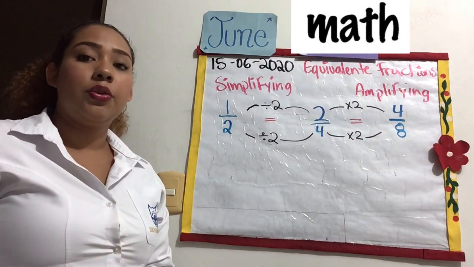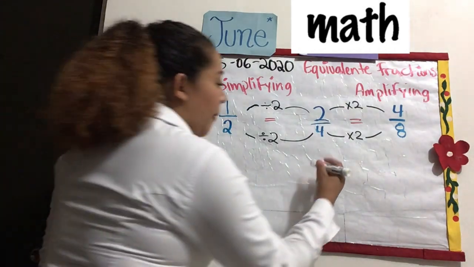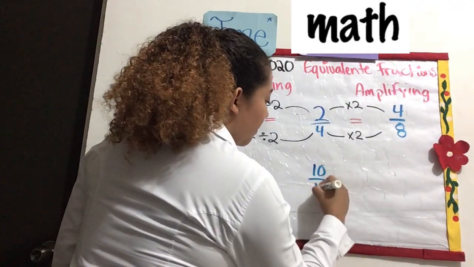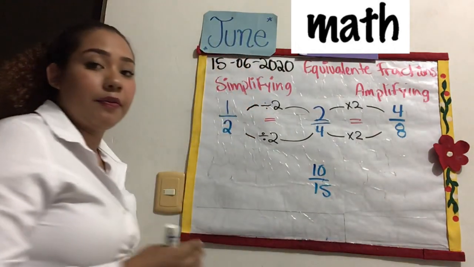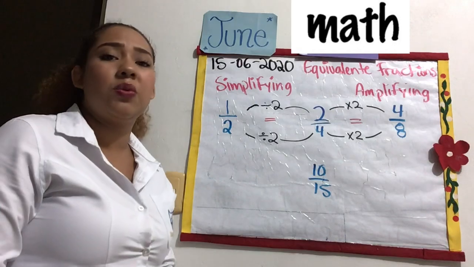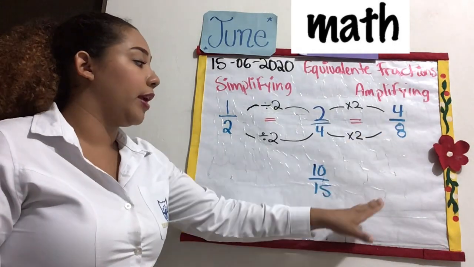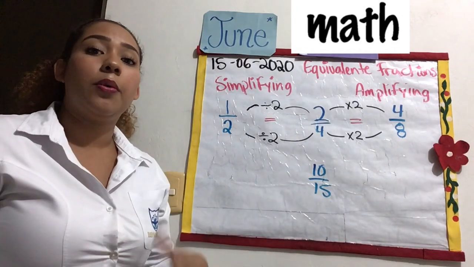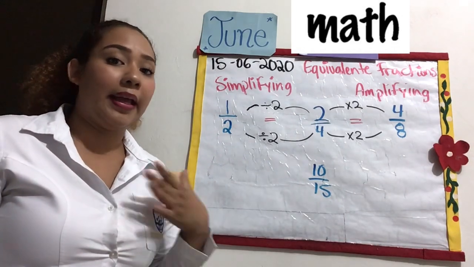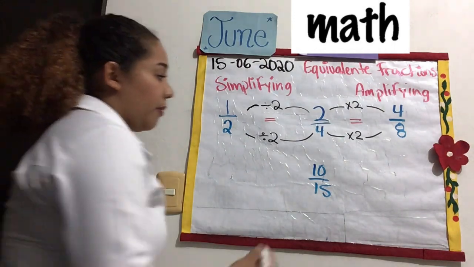Let's try to do this with another one. Let's try it with 10/15. Well, let's multiply this one by any number. We're going to amplify it by any type of number. In this case, we're going to multiply times 4.